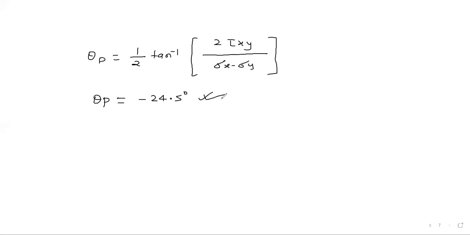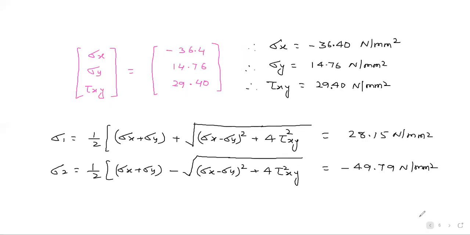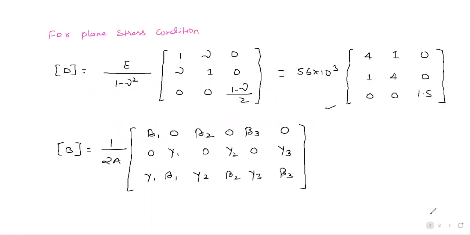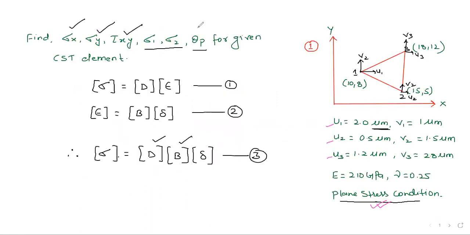So we got all the values. We got theta p value, we got sigma 1 value, we got sigma 2 value, we got sigma x, sigma y, tau xy. So everything we got in this problem. So you just need to remember this formula. I would not say another formula, you just need to remember this relation.